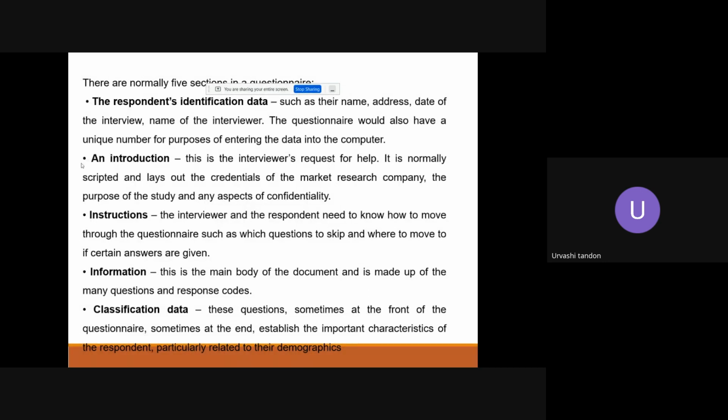There are normally five sections in a questionnaire. This is again important. The first section is the respondent's identification data, such as the name, address, and interviewer name if there is one. Otherwise, no need to ask. The questionnaire would have a unique number for purposes. Then there is an introduction, and we also give instructions. The second is the information and classification data.